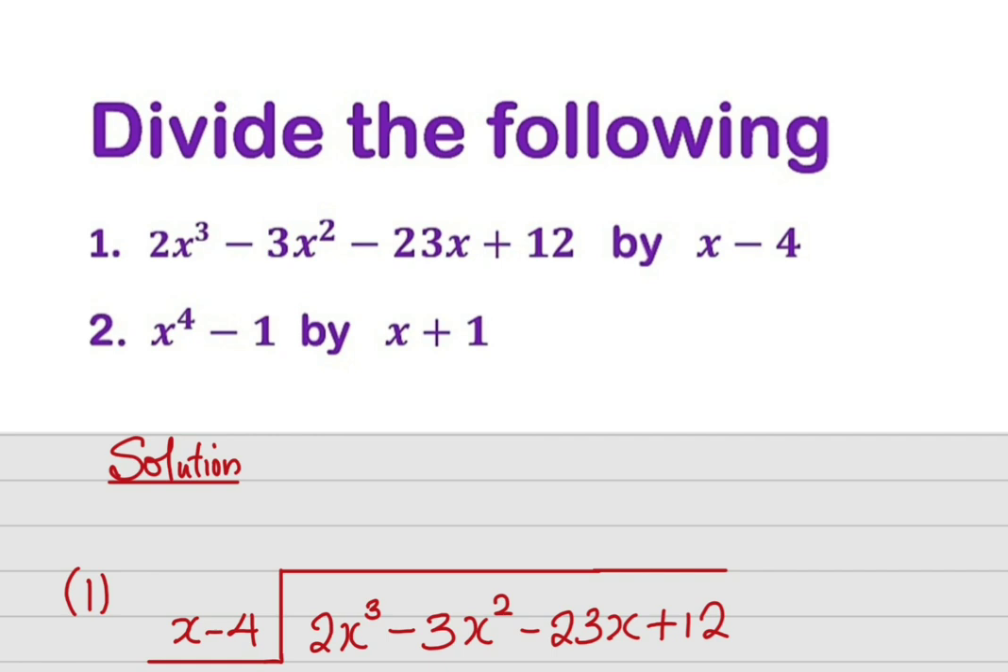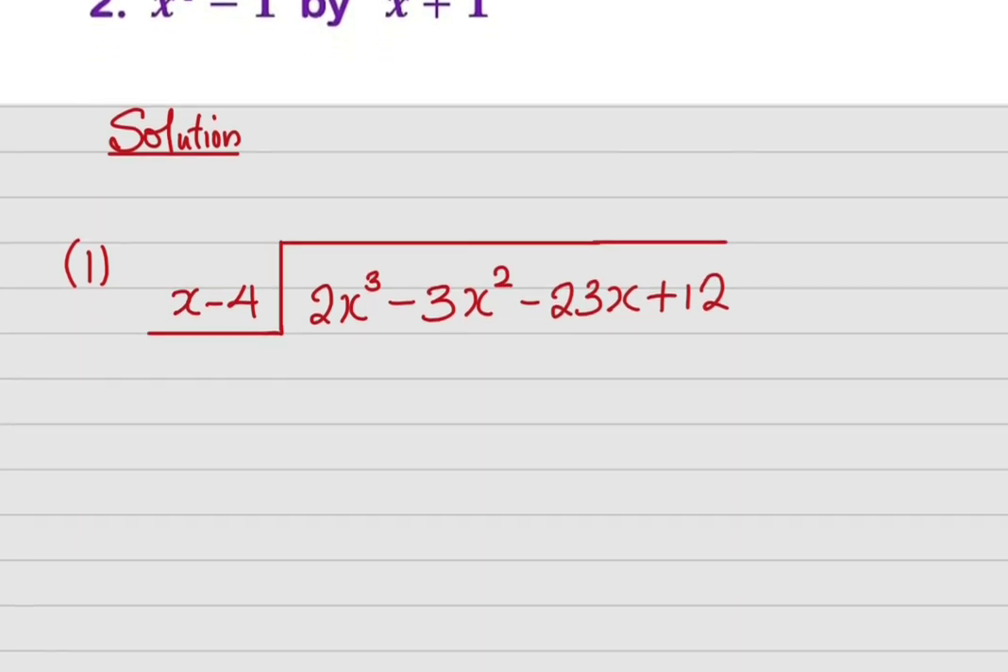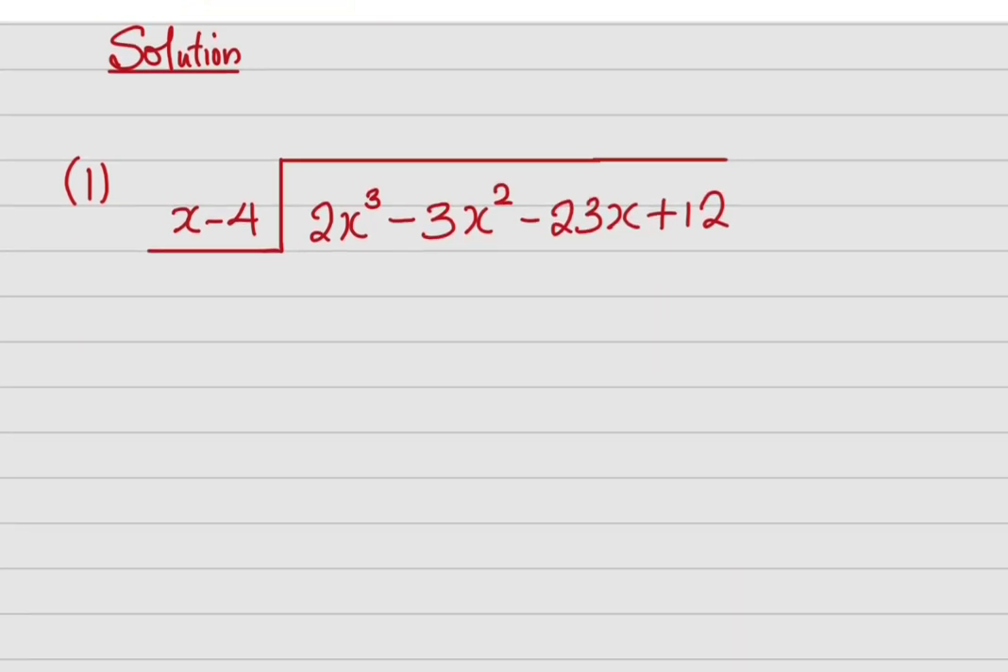So we have two questions that we are going to be answering. So let's start quickly. Now look at the first one. This is what we have. All right. Now, what seems to be the case is this. You have a polynomial and you have a factor. The factor is x minus 4.